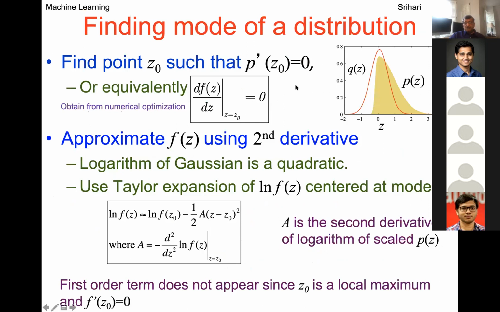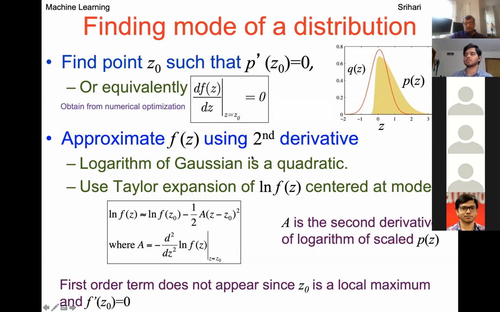So finding the mode, of course, we just said it's obtained using numerical optimization. That's p prime of z naught equal to 0. It's the same as d of f(z) over dz at z naught equal to 0. So that has to be done somehow. You have to find the peak. Most of this discussion is about the rest of the problem. Here, it says approximate f(z) using the second derivative.